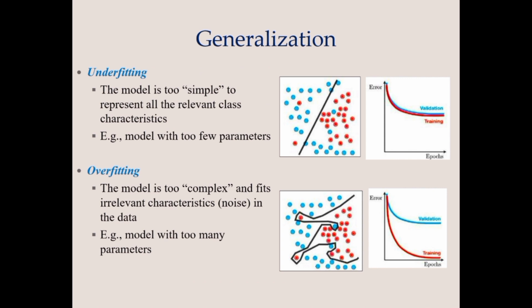So generalization: here two concepts are there, underfitting and overfitting. Underfitting produces a high error on the training set and validation set. It is a model with very few parameters, too simple to represent the data. Overfitting is a model with many parameters. It produces low error on the training set and high error on the validation set. An overfitting model is too complex and it fits the noise in the input data.